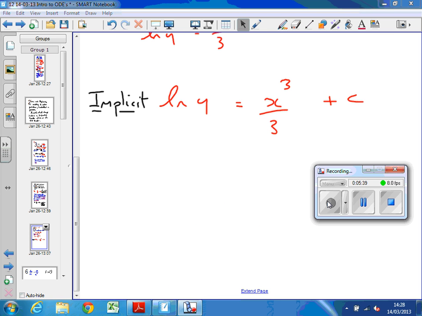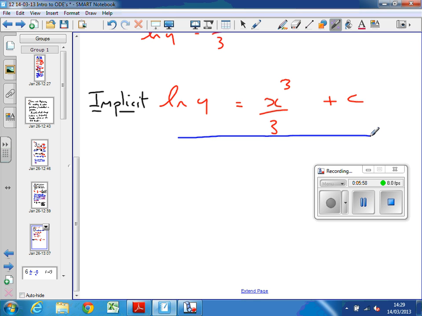Now what we do is we say, there's my solution: log y equals x cubed over 3 plus c. And this is called an implicit solution, which means that we've solved it, but it's not reading y equals something. Log y equals this. So it's not in the form that we want it. We would quite like it to read y, the dependent variable, which depends on the independent variable x. So we'd like to write y(x) equals something. So we need to do something to do that. This is a solution, but we don't often leave it like that.